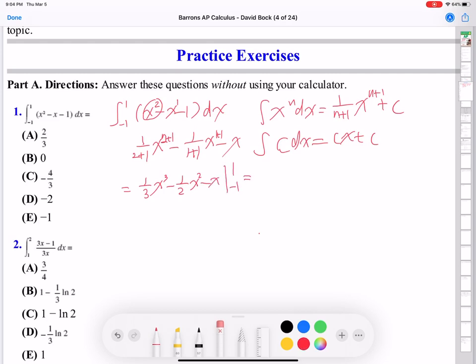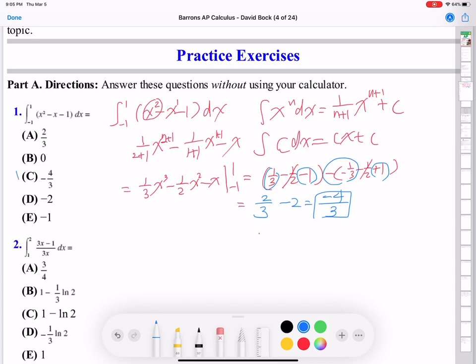Plug in the top number: we plug in 1, 1/3 minus 1 over 2 minus 1, minus plug in the bottom number -1, -1/3 minus 1/2 plus 1. So -1/2 and -1/2 cancel out. And then now 1/3 minus -1/3 is 2/3. Minus 1 minus 1 is minus 2. So it is -4 over 3. This is the final answer. C is the answer.